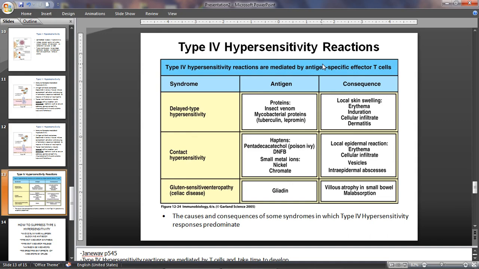Contact hypersensitivity could be due to chemicals and small metals. It might produce a local epidermal reaction, erythema, cellular infiltrate, vesicles, and intraepidermal abscesses. Celiac disease or the gluten sensitive enteropathy. Antigen is gliadin. The consequence could be villus atrophy in the small bowel. It could result in malabsorption.